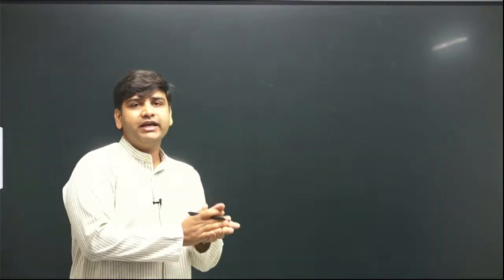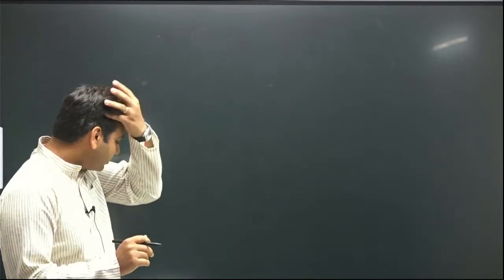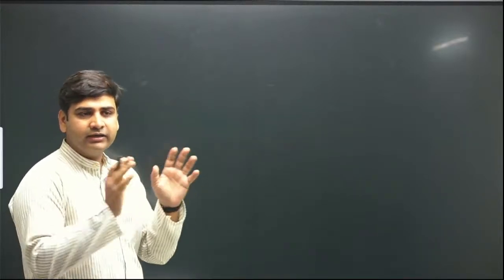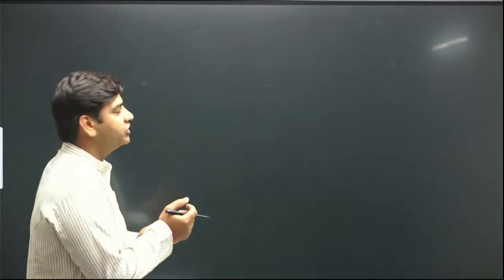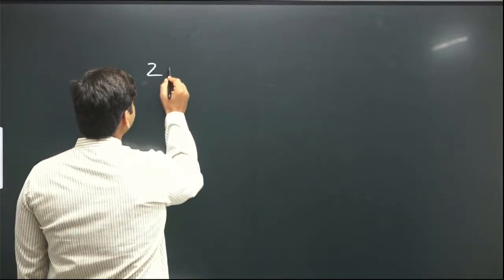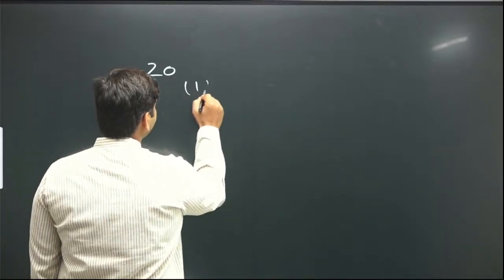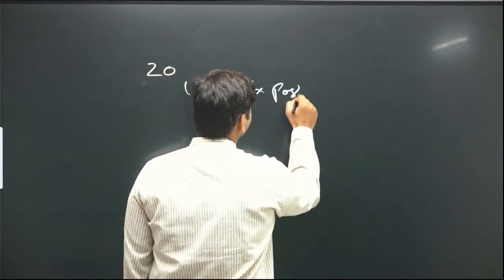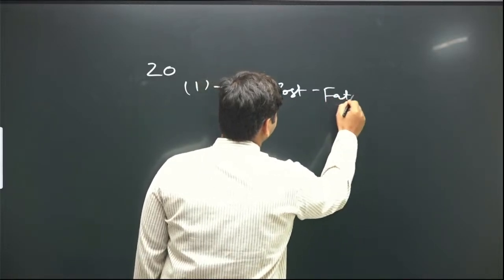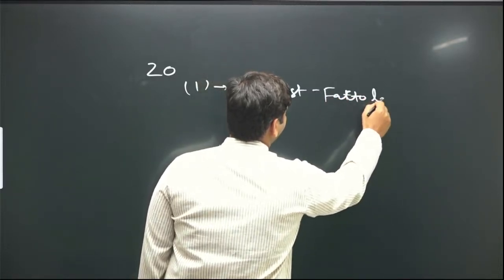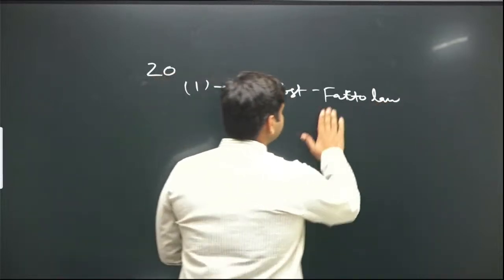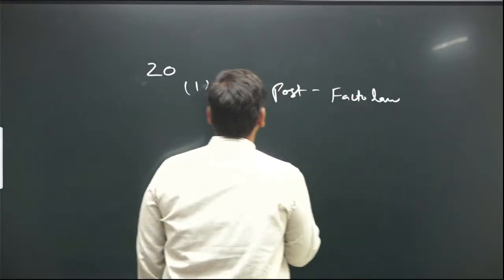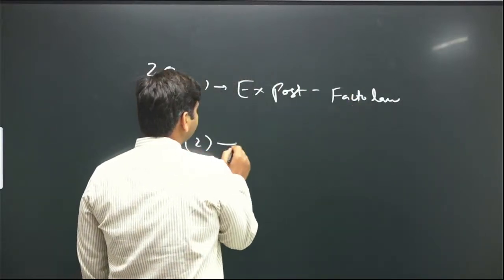So Article 20 has three clauses. Let us discuss all the clauses one by one, and then we can go on understanding the meaning around it and several interpretations of the judiciary around it. If you see Article 20, clause 1 talks about ex post facto law. Clause 2 talks about double jeopardy.